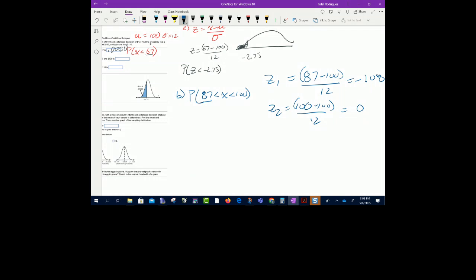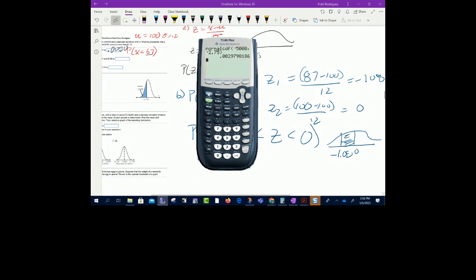So now, what I'm going to do for part B is say, what's the probability that my Z-score is between here? Again, just to give you a rudimentary picture, look, here's 0, here's negative 1.08. That's what we're trying to find. So look, y'all, we're going to do the same thing. We're going to go second vars, to our normal CDF. We're starting at negative 1.08. We are ending, my friends, at 0. And again, if I go to 4 decimal places, y'all, I'm coming up with 0.3599.